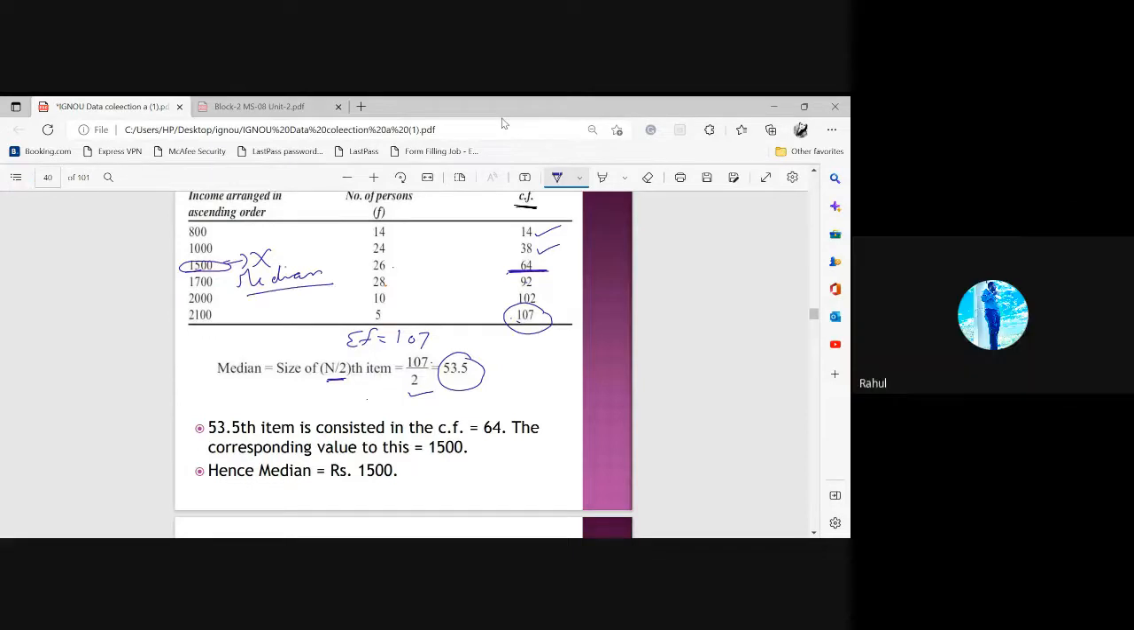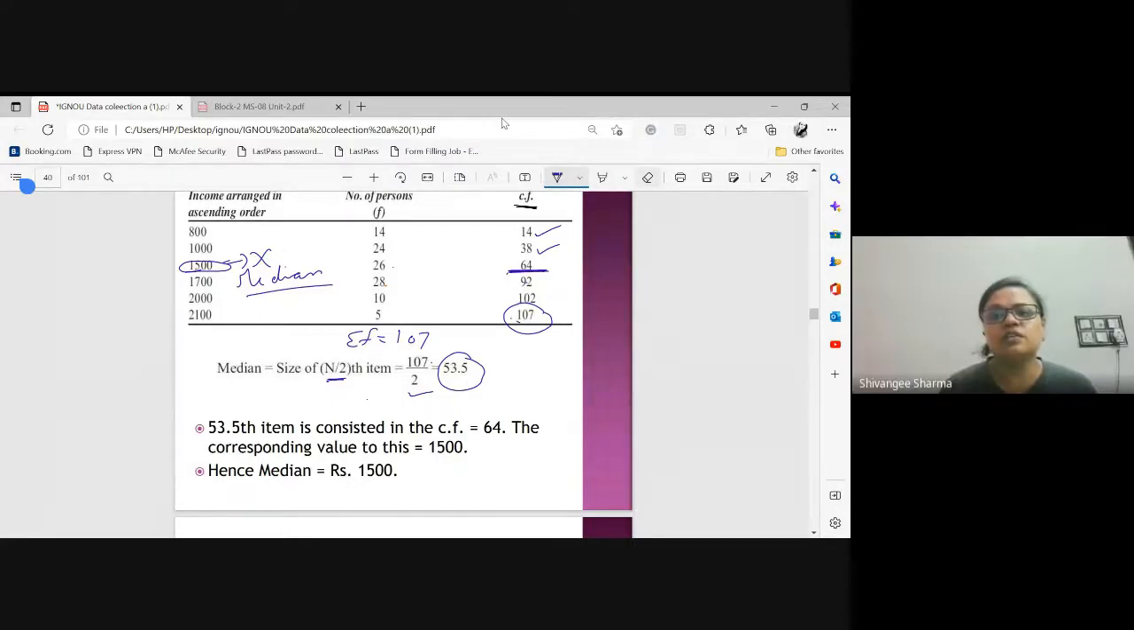I hope this is clear, how you calculate median for discrete data. Sorry ma'am, can you repeat again how 107 came out? 107 is the total of frequency, right? This is 14 plus 24 plus 26 plus 28 plus 10 plus 5, right?